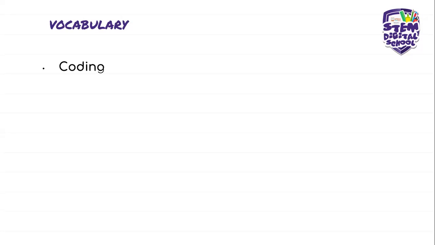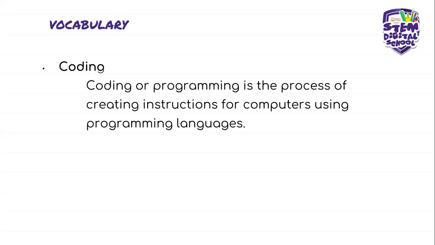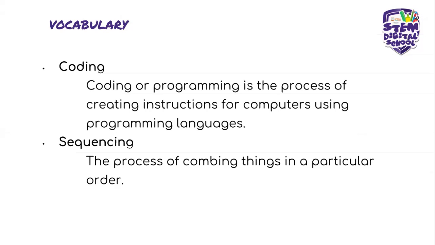Let's quickly go through some of our vocabulary words. Coding, we are quite familiar with this now. Coding or programming is the process of creating instructions for computers using programming languages. Another important aspect of our coding is sequencing, and that is the process of combining things in a particular order.